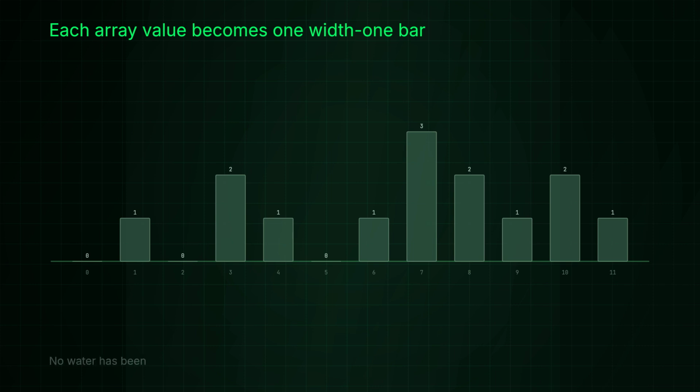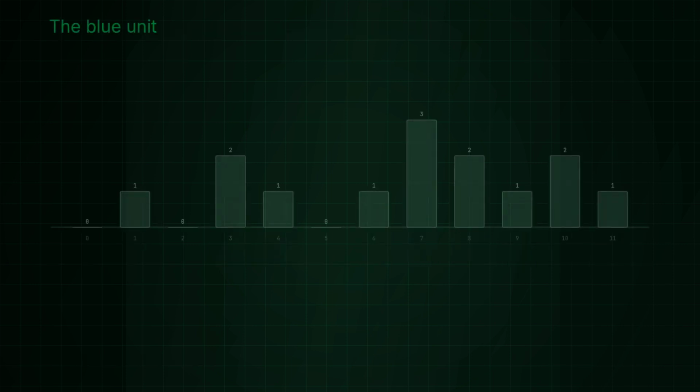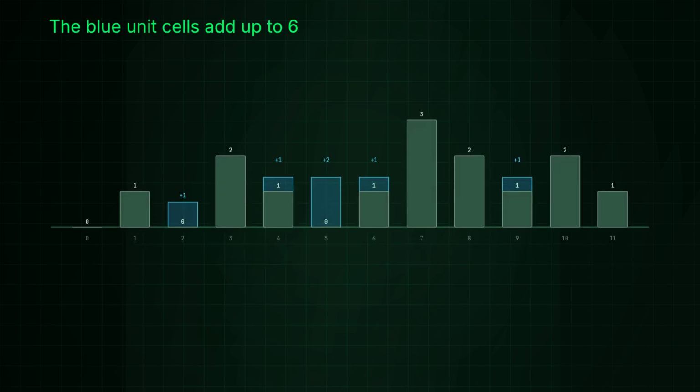The complete array is now a side view of the terrain. We have not added any water yet. Now let rain fall over the completed elevation map. Blue water remains only in positions where bars on both sides prevent it from escaping.